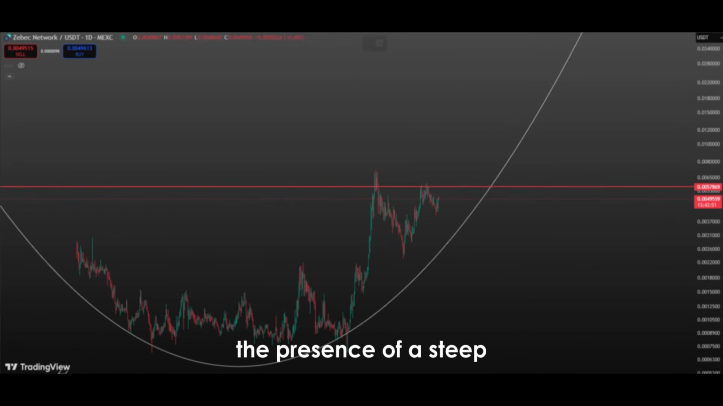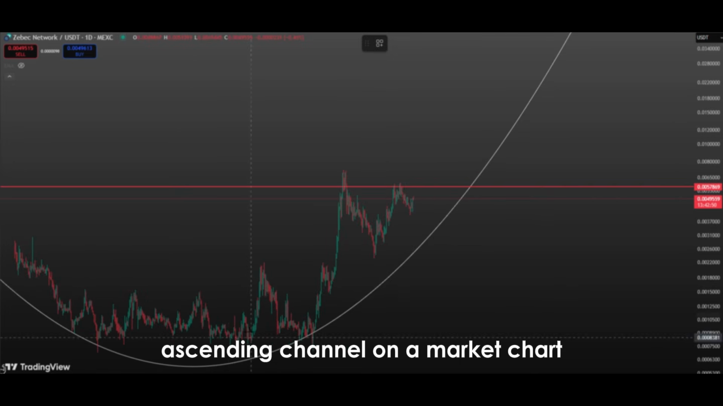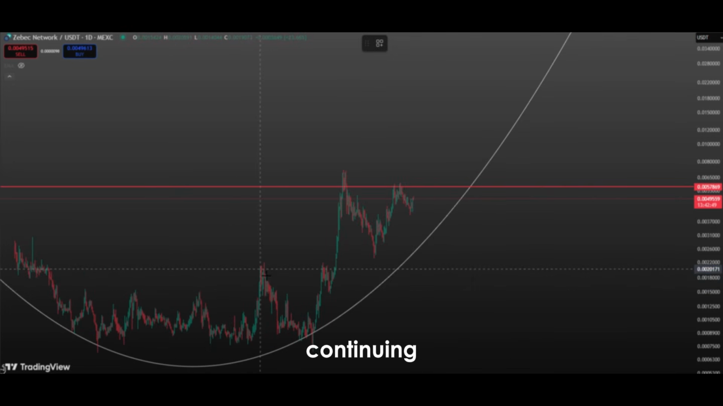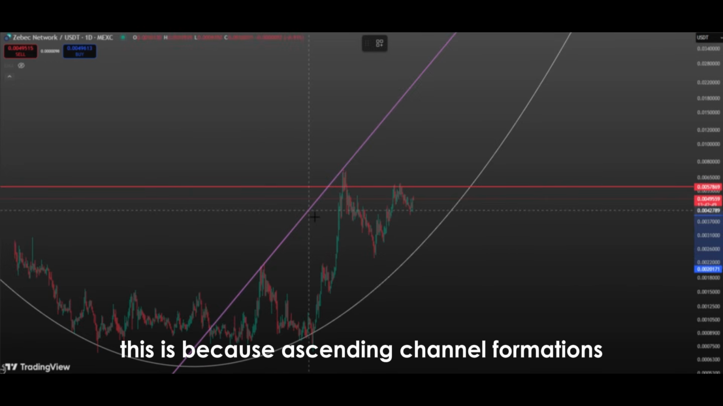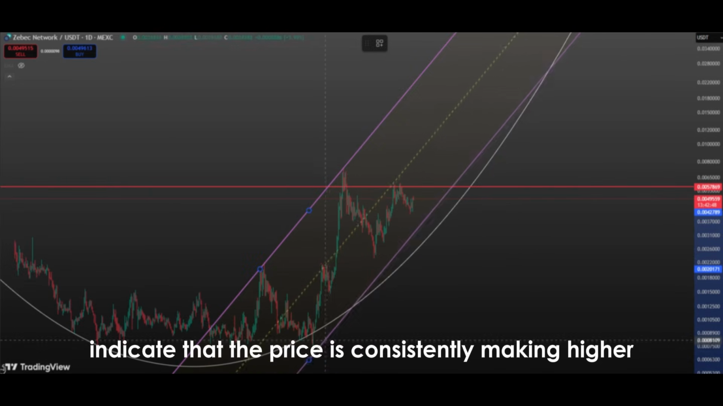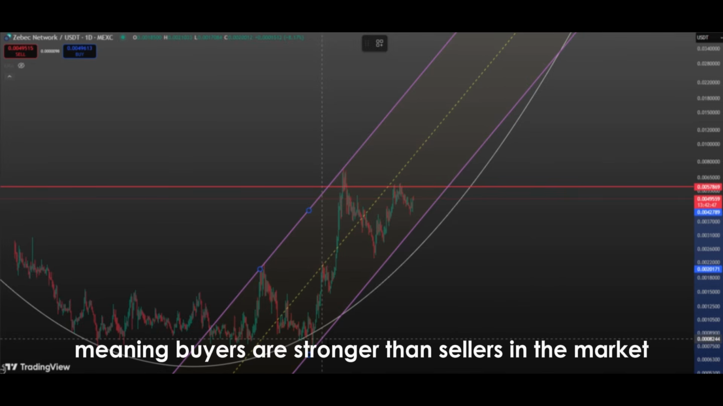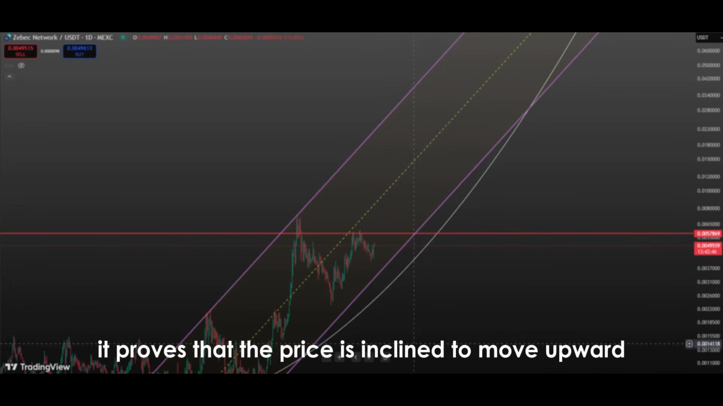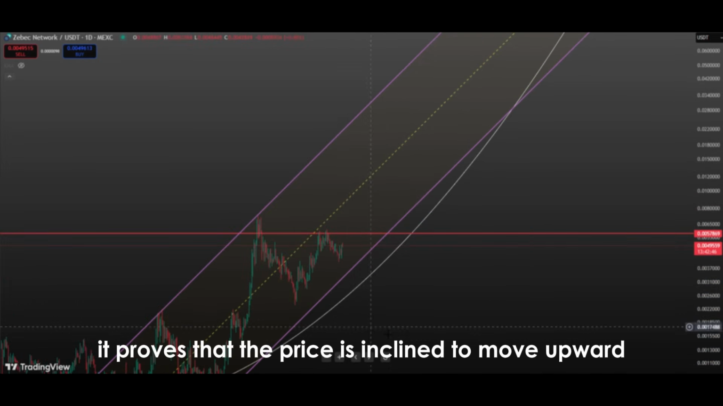The presence of a steep ascending channel on a market chart can be considered one of the strongest signs that a bullish trend is continuing. This is because ascending channel formations indicate that the price is consistently making higher lows and higher highs, meaning buyers are stronger than sellers in the market. Especially if this channel has a steep structure, it proves that the price is inclined to move upward much more aggressively.